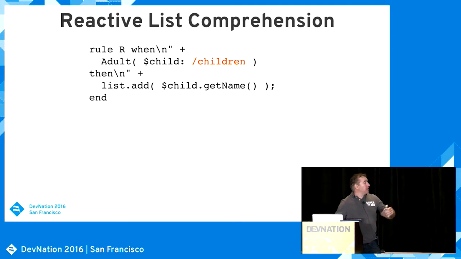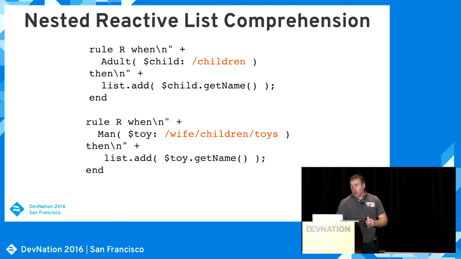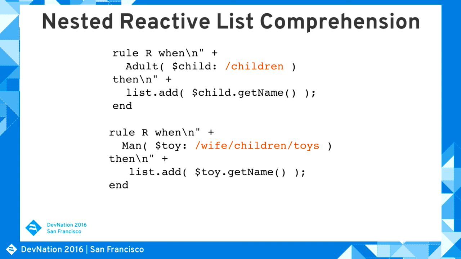So here, children is the list, and that will fire for each of the children of the adults. So it could fire 3 times. The / is a special syntax to say what's coming now is an OOPath statement. The next one is showing you that I have a man who has a wife. The wife has a list of children, and the children have a list of toys. And it works just like XPath semantics. So this will fire for every toy for every child.